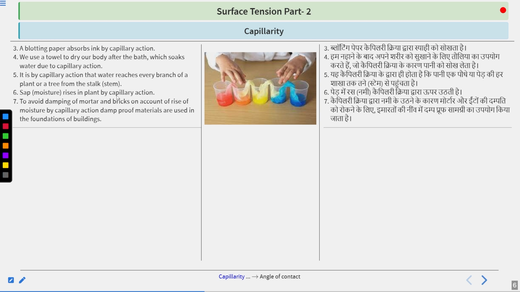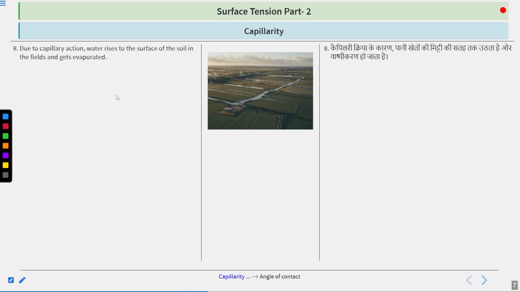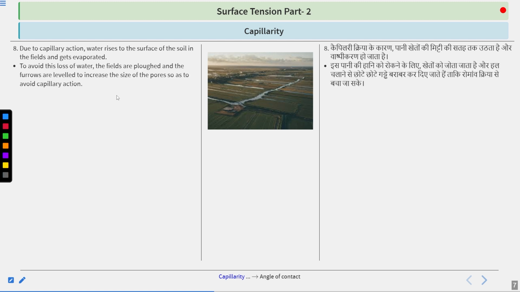To avoid damping of mortar and bricks on account of the rise of moisture by capillary action, damp proof materials are used in the foundation of buildings, because these also absorb the liquid and protect the mortar and bricks. Due to capillary action, water rises to the surface of the soil in the fields and gets evaporated. To avoid this loss of water, the field plots and the furrows are leveled to increase the size of the pores so as to avoid any capillary action.